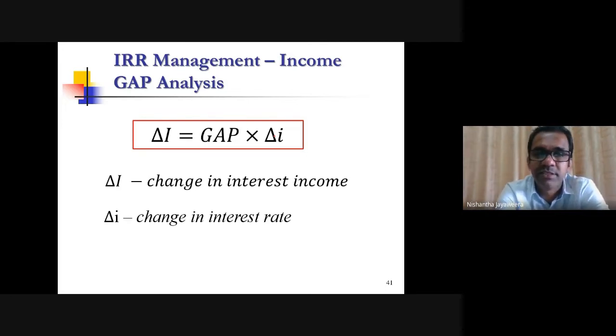That means whether interest income will increase or decrease. Not only the quantity, you get it with the sign.